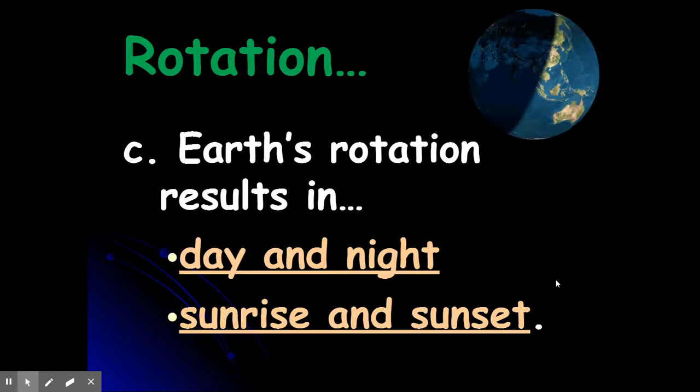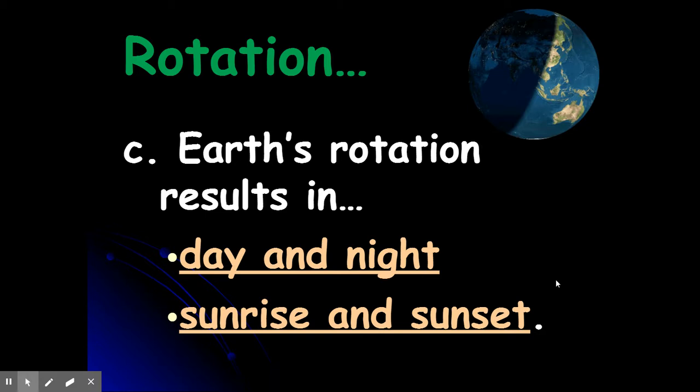So what results in the rotation? Of course, the obvious thing is day and night. We see the sun come up in the east in the morning, and we see the sun go down in the west in the evening. Again, that is because of the rotation of the Earth. Only one side of the Earth faces the sun at any given moment. So 50% of the Earth is in daylight and 50% is in nighttime all the time.